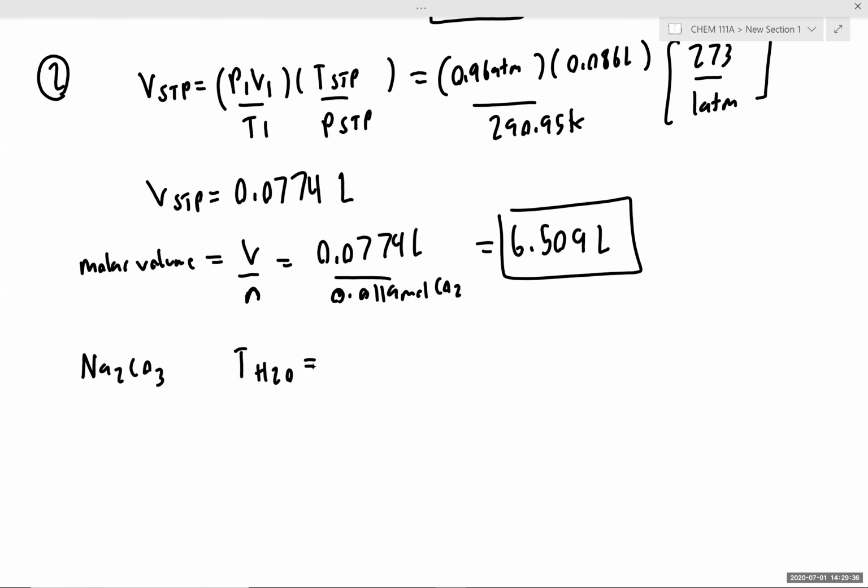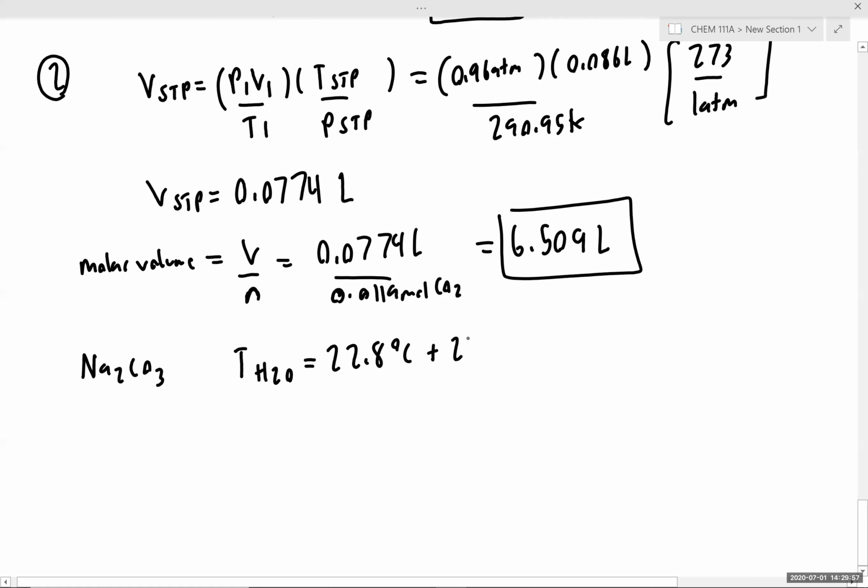When we remeasured the temperature, it was a little bit different. Would anyone like to provide the temperature of water for our sodium carbonate runs? 22.8, exactly right.